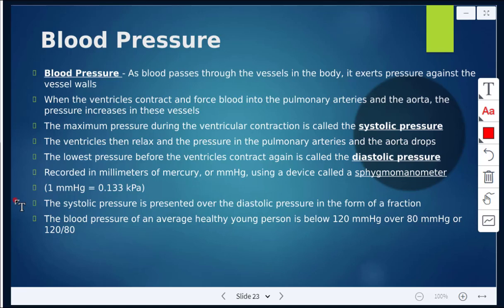The systolic pressure is presented over the diastolic pressure in the form of a fraction. What you normally see in an average healthy person is below 120 millimeters of mercury over 80 millimeters of mercury. So as a fraction, it would be 120 over 80 for an average healthy young person.